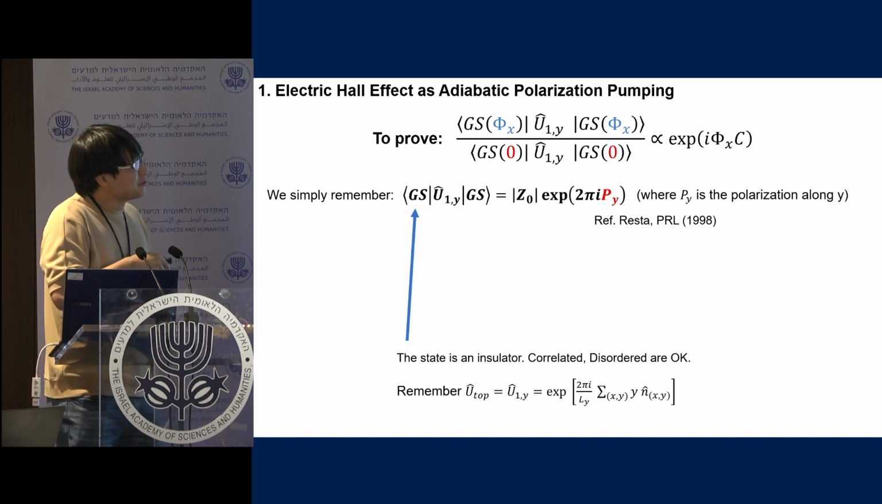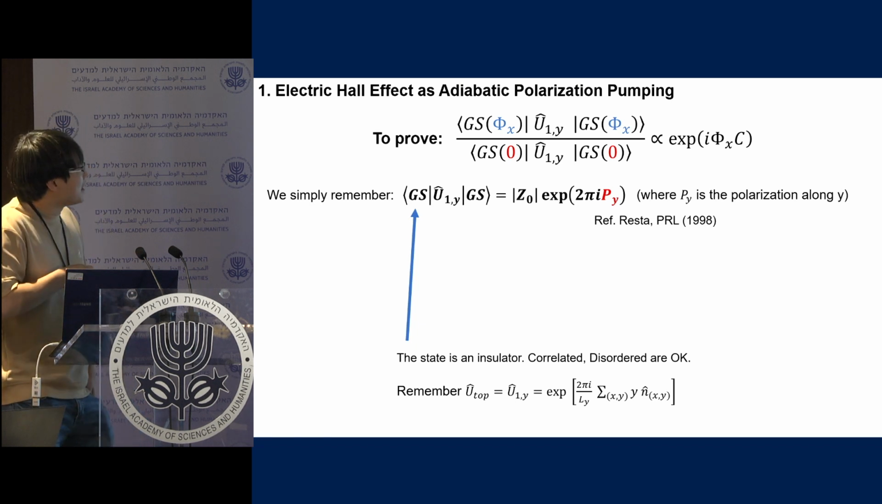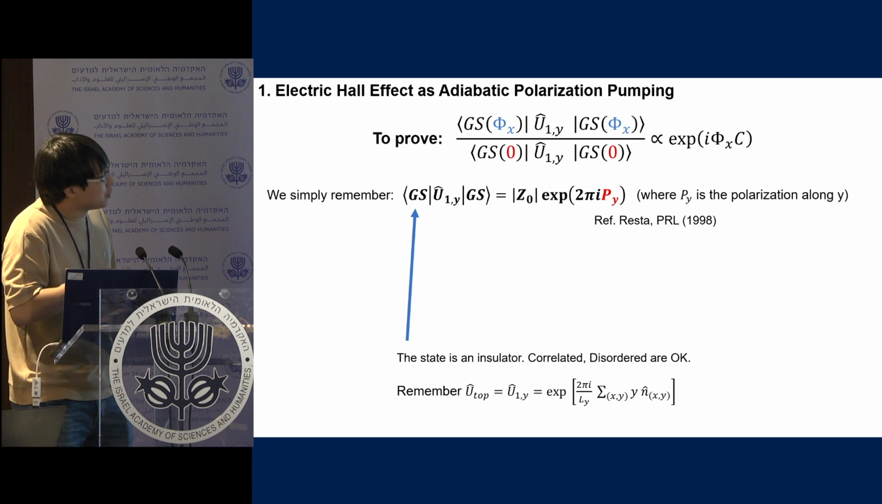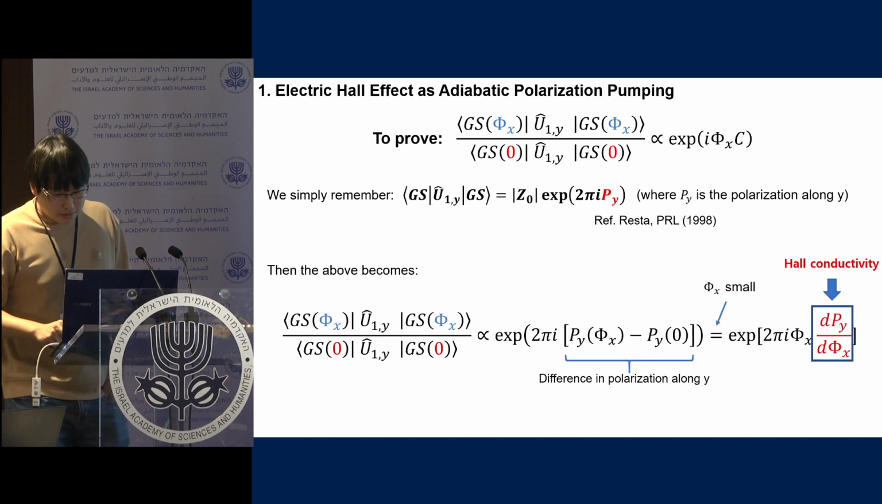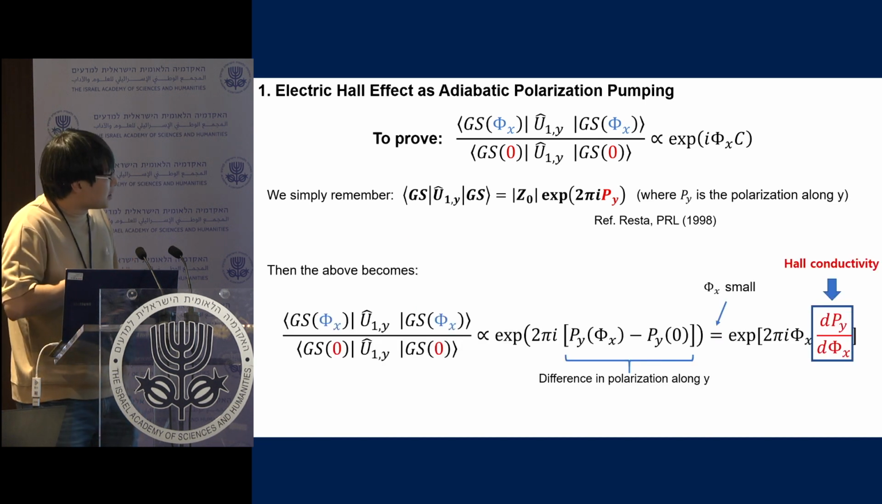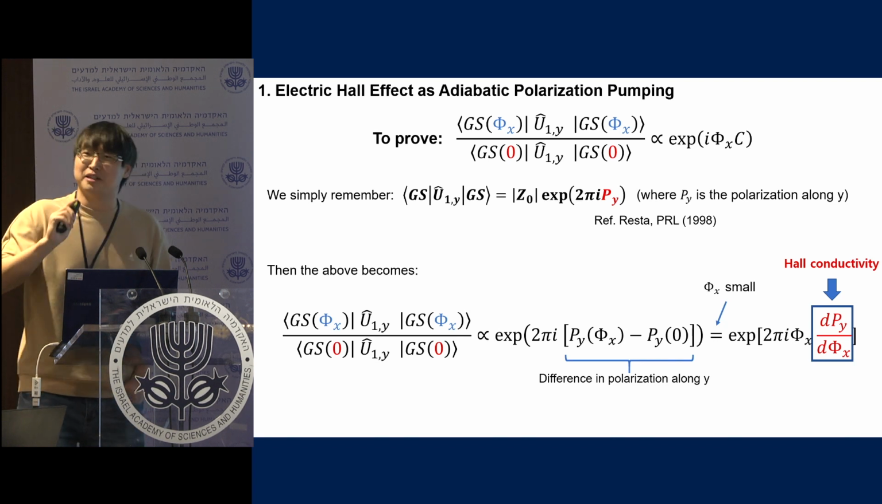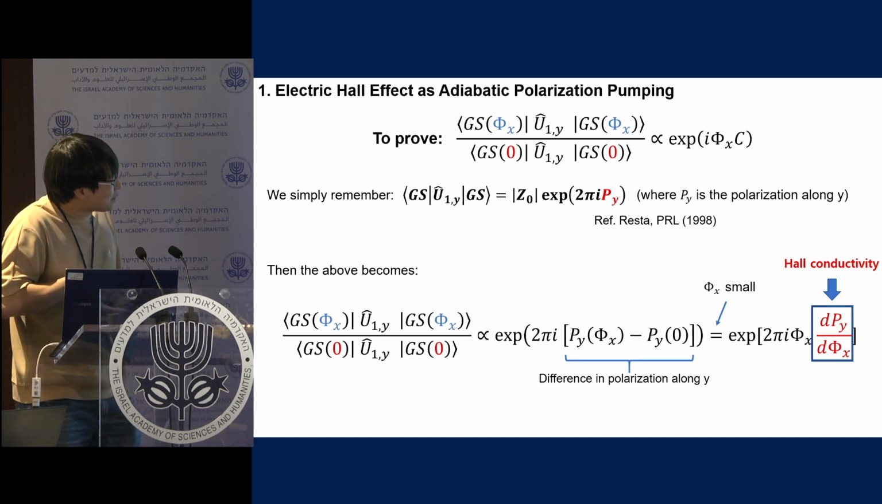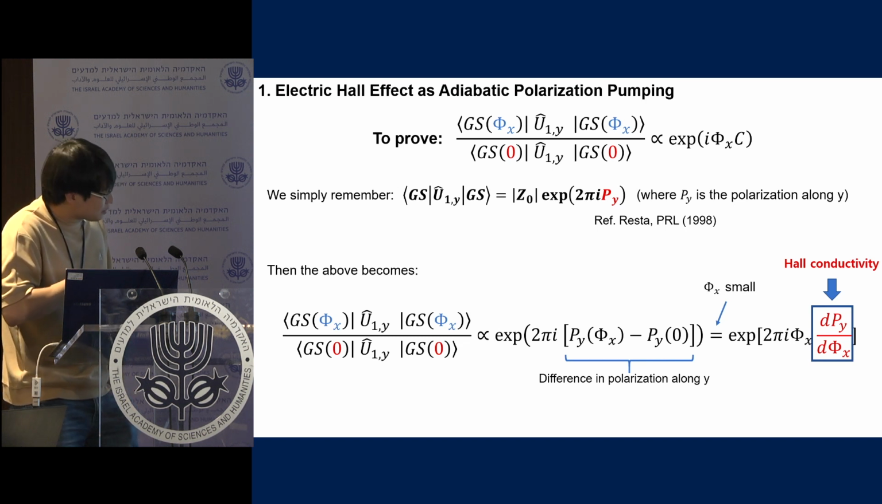So for that, what we calculate first is this overlap. According to Resta, it's given by some real number times the phase factor, which is given by the polarization. So then this ratio, I think even the experimentalists can do the division. But if you do that, then you see 2 pi i P_y phi_x, which is coming from that, and this minus sign is because you are dividing by that.